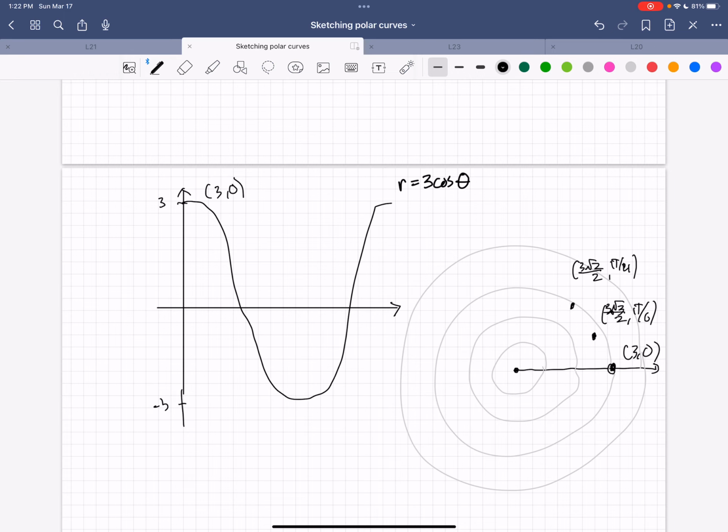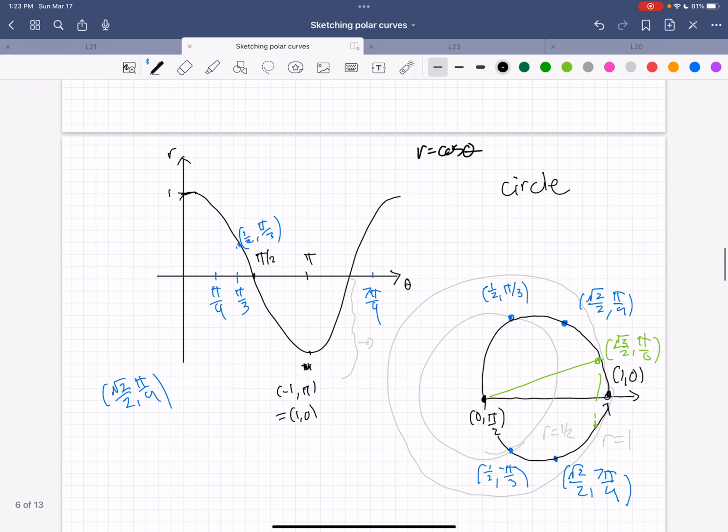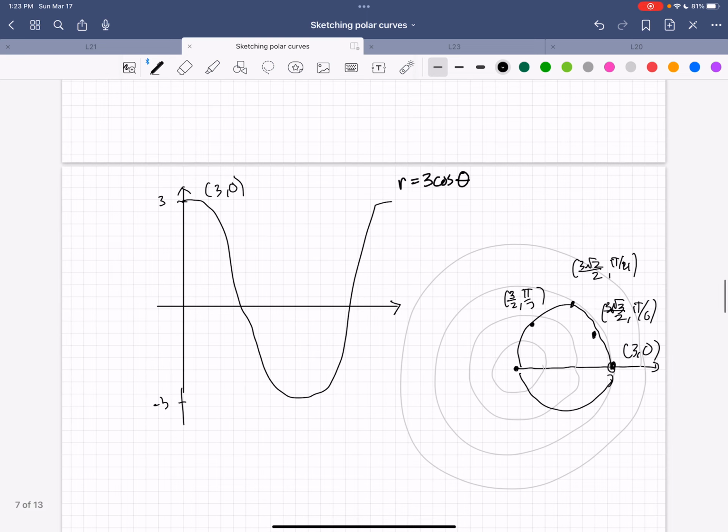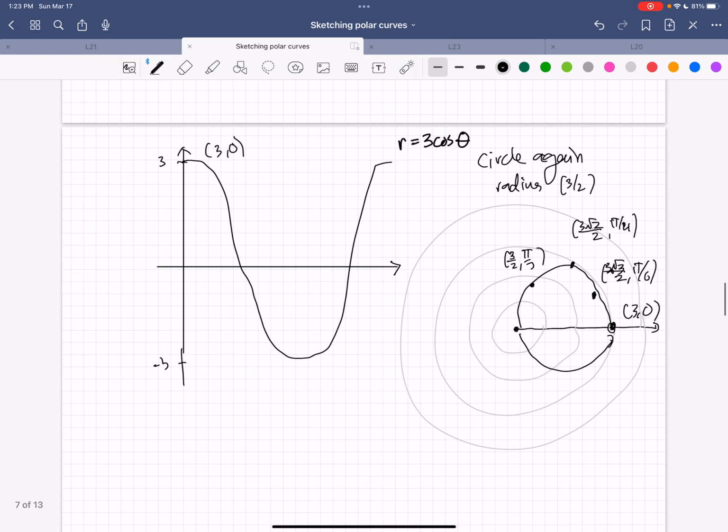Then instead of 1/2, this one's kind of messy, I guess, we've got 3/2, pi over 3. But it's the same as the last one, it's just that it's got radius 3/2 instead of 1/2, in terms of the size of the circle. Diameter is 3. Okay.